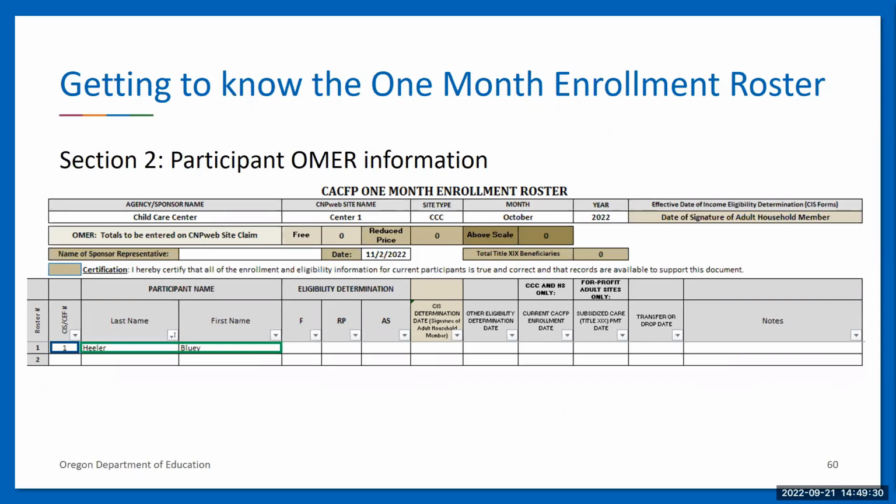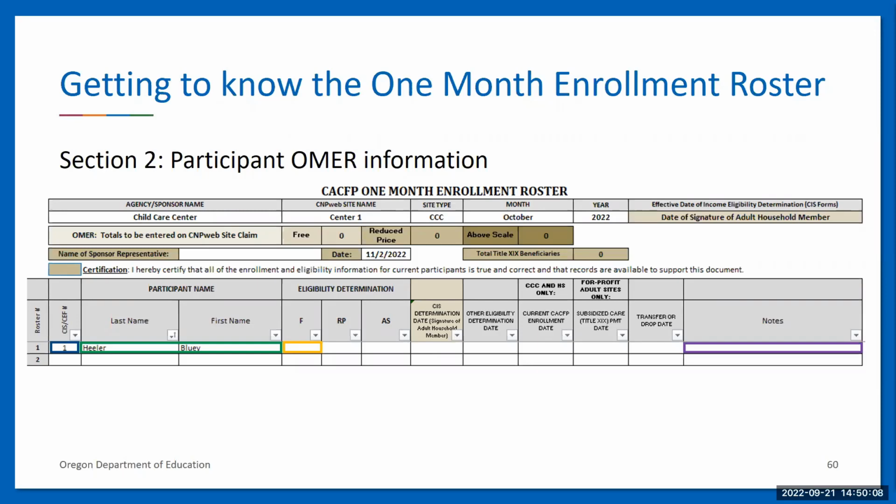Next, you will enter the participant's name, last name and first name, in the section now outlined in green. Again, this name should match the ones listed on the participant's CEF and CIS forms. If a different name is listed on the CEF or CIS form, include what that other name is and which form it is on in the notes section outlined in purple. After that, you will enter the eligibility determination outlined in orange, based on the CIS form information, lack of a CIS form, or other eligibility determination if applicable.